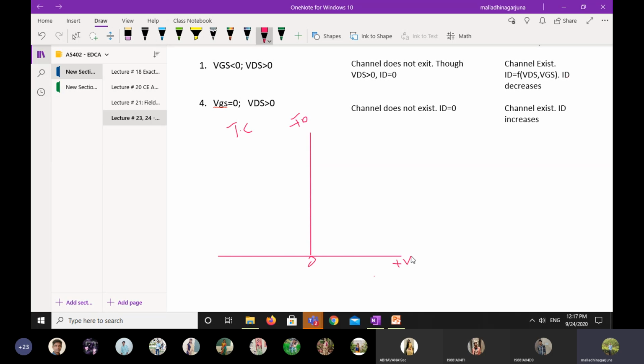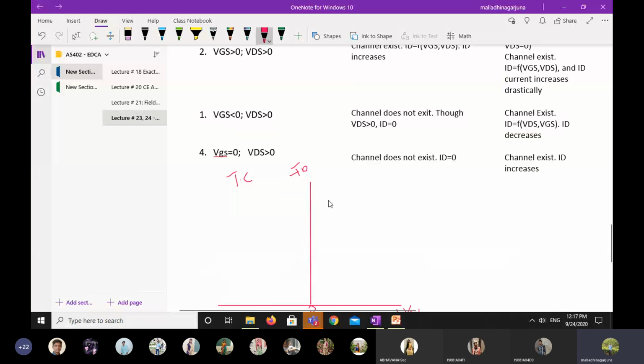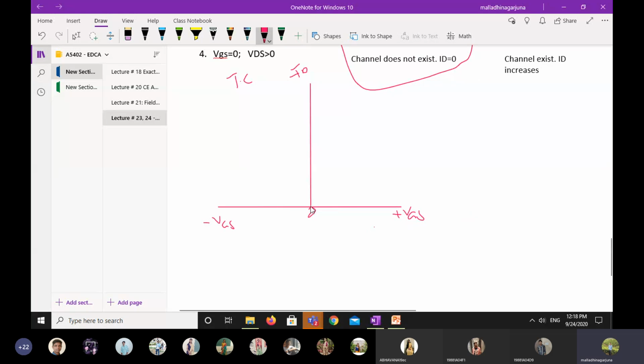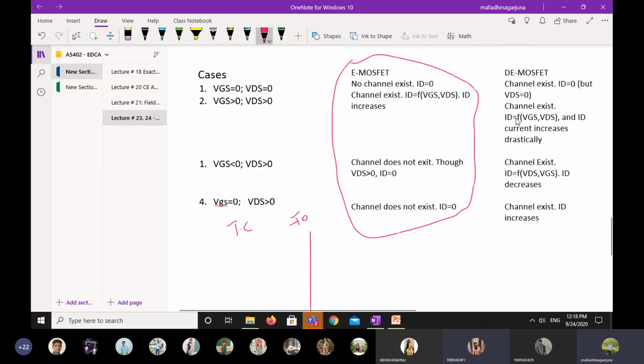Now go back. What is the first condition? VGS equal to 0. So these characteristics are already drawn. Now let us leave about this. Now let us come here. If VGS is 0, VDS is 0 at this point. What is the current? 0. Okay, 0. Leave it.